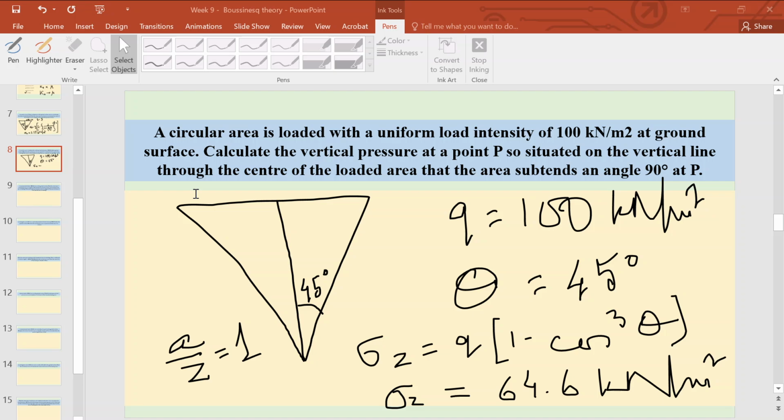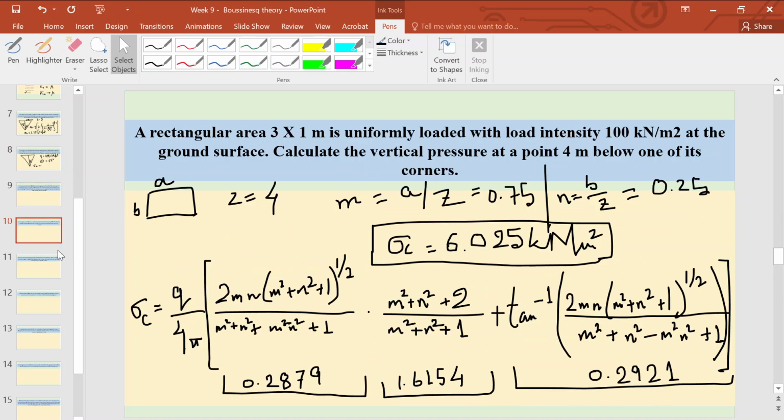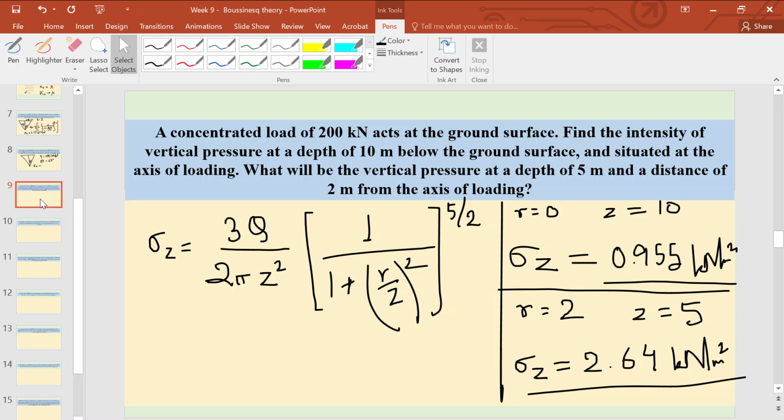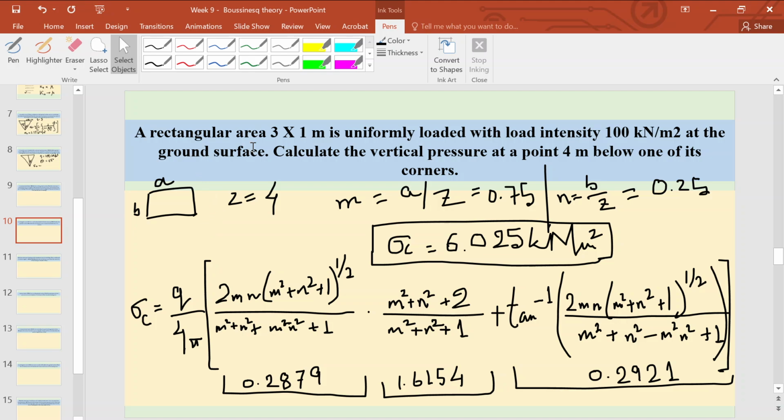Hello, am I audible? Yes, sir. What is happening, sir? When I'm doing this in ink, you can see the solution over here also. But if you see the slides, the solutions of 9 and 10 are not visible over here. In the main slide it is visible, right? But here in the sidebar it is not visible.